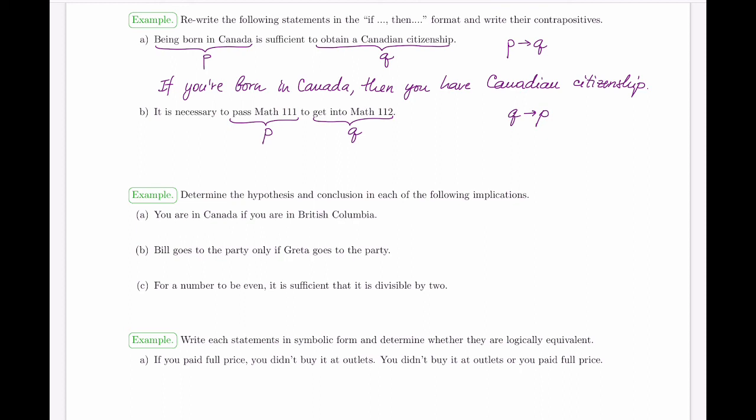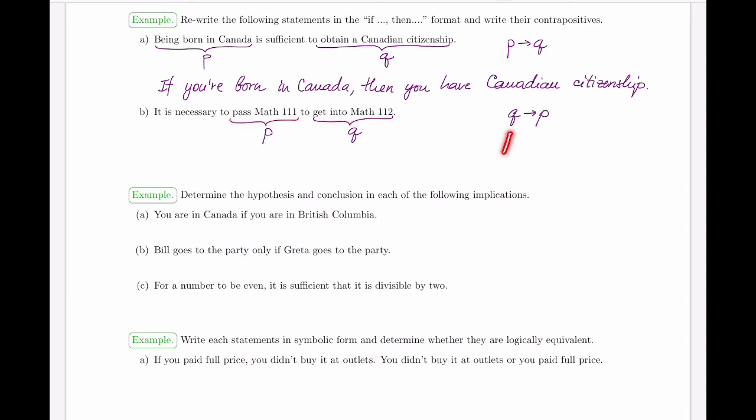But once again, we can see if we can actually reason it out. What this will say then is, if you are in Math 112, then you passed Math 111. Well, it was necessary to do so, so you must have in order to get in.